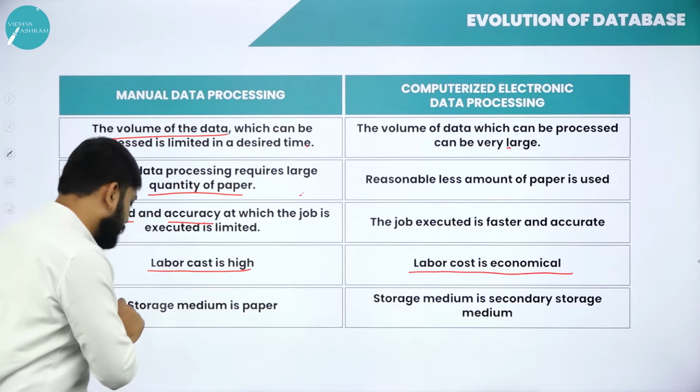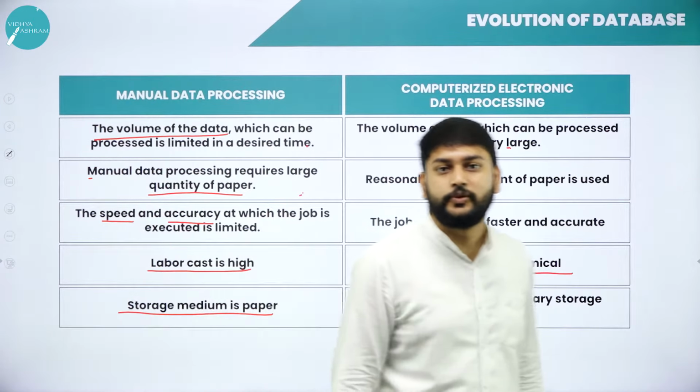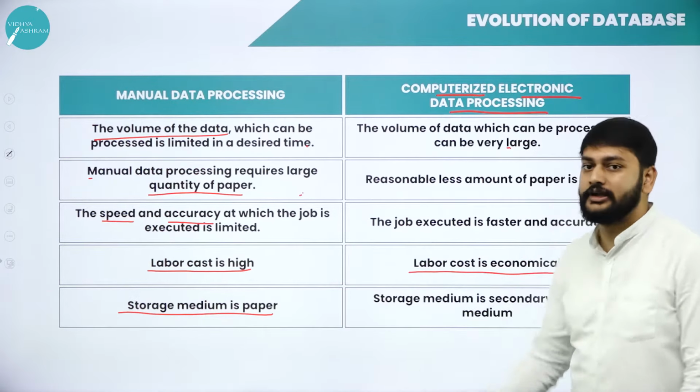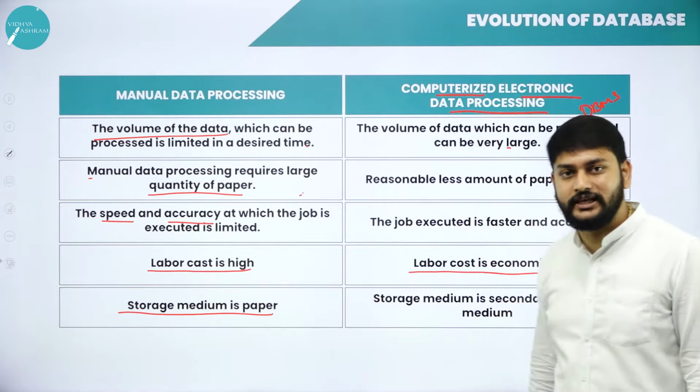The last point is, where do we store? We store it in paper in manual processing, and in secondary storage memory when it comes to computerized electronic data processing. So this is what we call DBMS or database. With the help of a database, we do all these things.